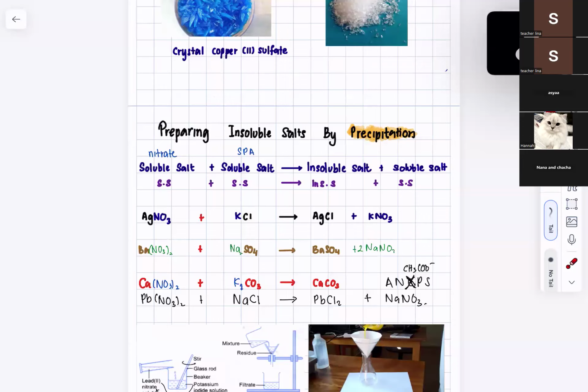So silver chloride: you have silver nitrate plus potassium chloride. So silver and chloride. If you want to find the soluble one, just pair it with nitrate, because nitrates are all soluble. Silver nitrate and potassium chloride, then you get silver chloride plus potassium nitrate.